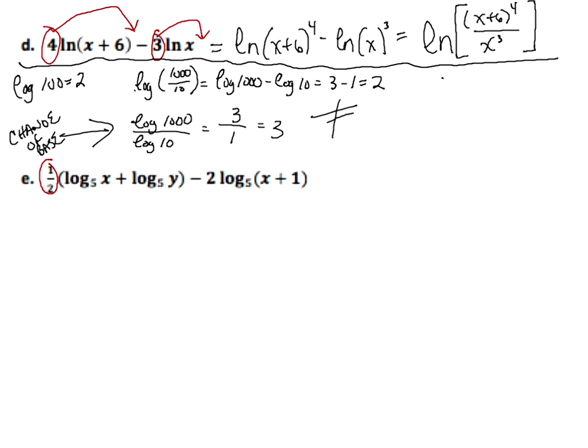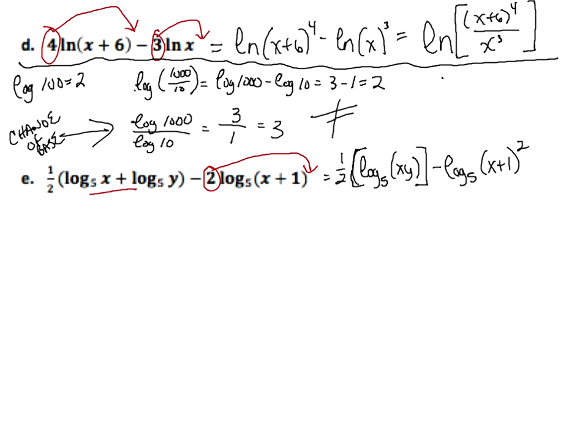Okay, so I'm going to put that 1/2. I'm sorry, I'm not going to do that first because I've got stuff on the inside that can go back together first before I put that 1/2 back into the exponent. So the first thing I'm going to do is change that addition into multiplication with the same log, and I will put this 2 back into the exponent in that second term. So I have 1/2 times log base 5 of xy. These brackets. Minus log base 5 of x plus 1 squared.